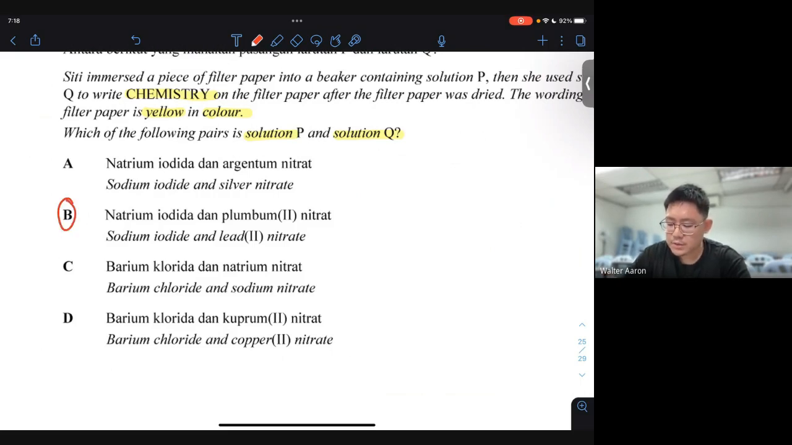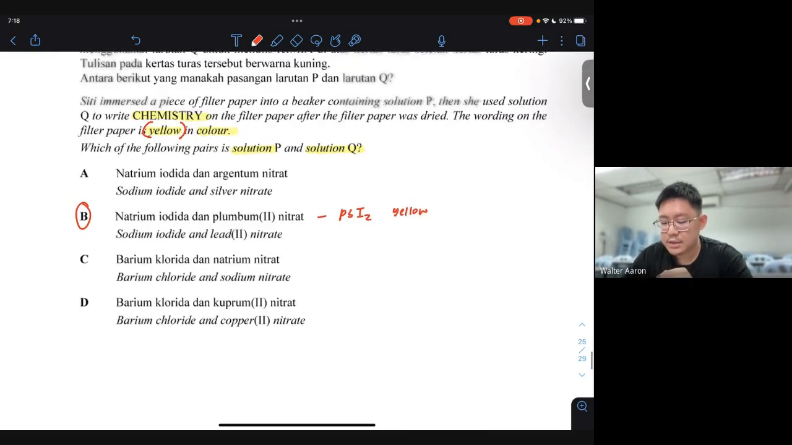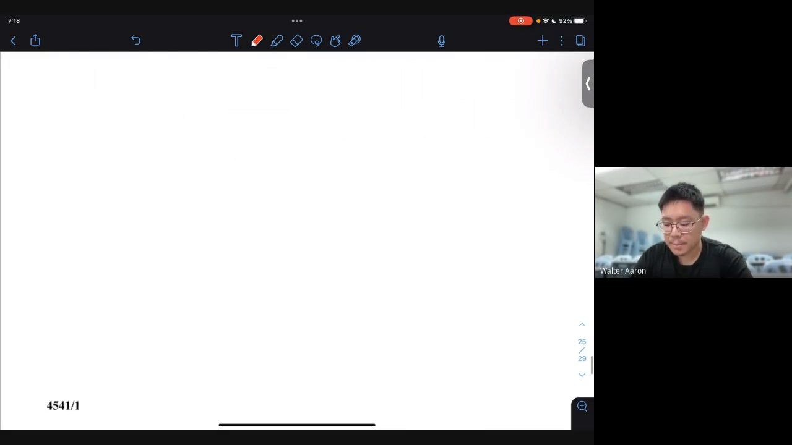Why? Because when you add sodium iodide and lead nitrate, you will create an insoluble salt of lead iodide, which is technically yellow in color. It's actually an insoluble salt which is yellow in color, and that's what they want, right? They say that it is a yellow color substance that forms on a piece of filter paper. So the answer here will be B.